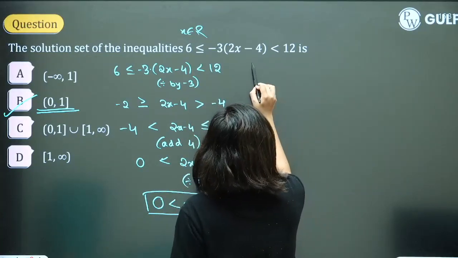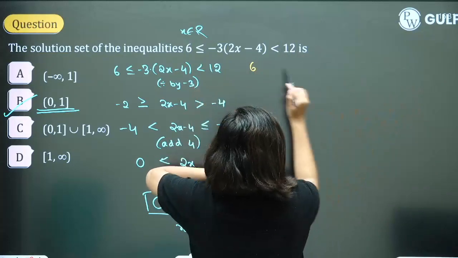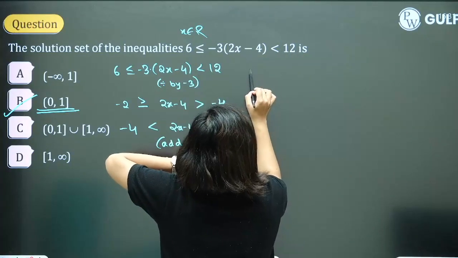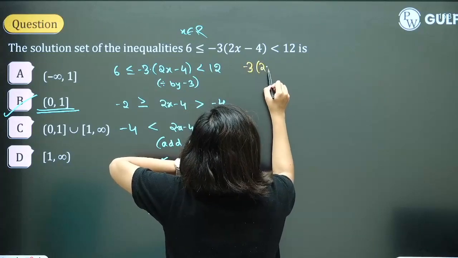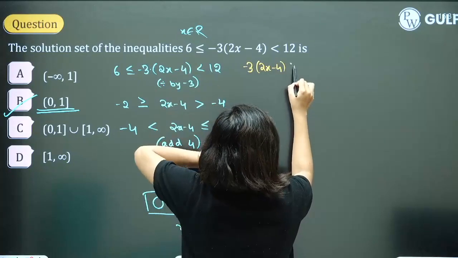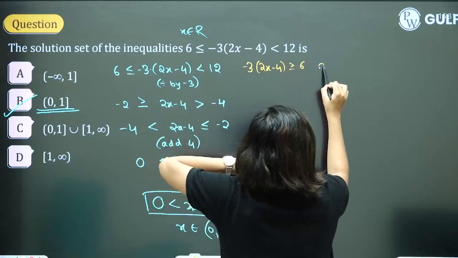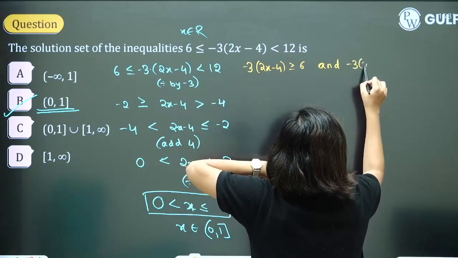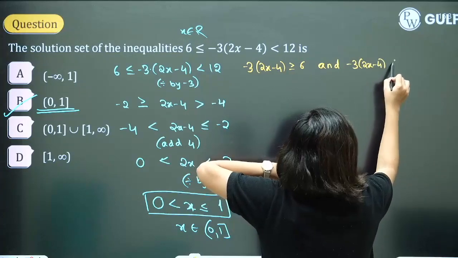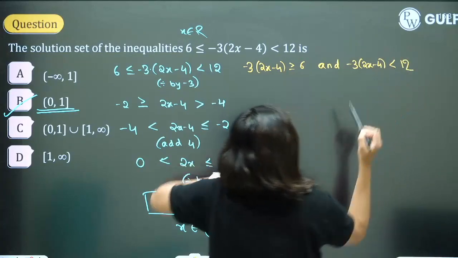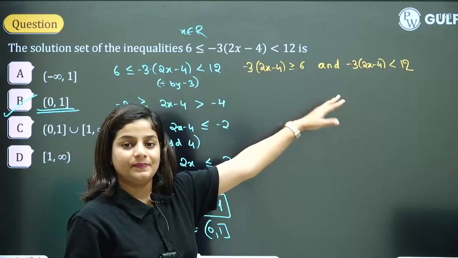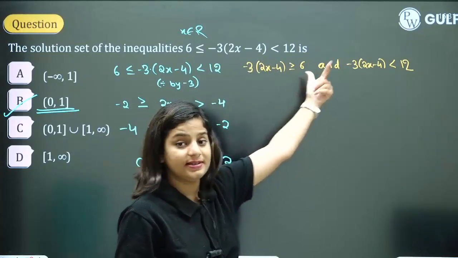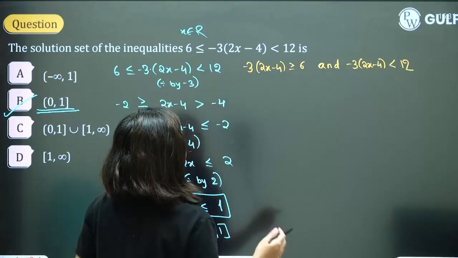I was talking of the other way of solving it. Do you want to know about it? Chalo, let's just split this. The first one, minus 3 times 2x minus 4 is greater than or equal to 6. And in between there is an 'and': minus 3 times 2x minus 4 is strictly less than 12. These are the two parts. The middle term is greater than or equal to 6 and less than 12.